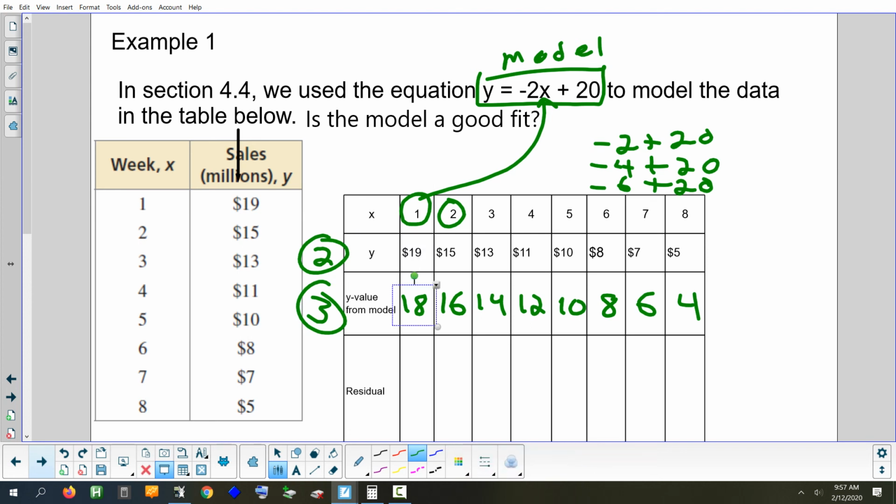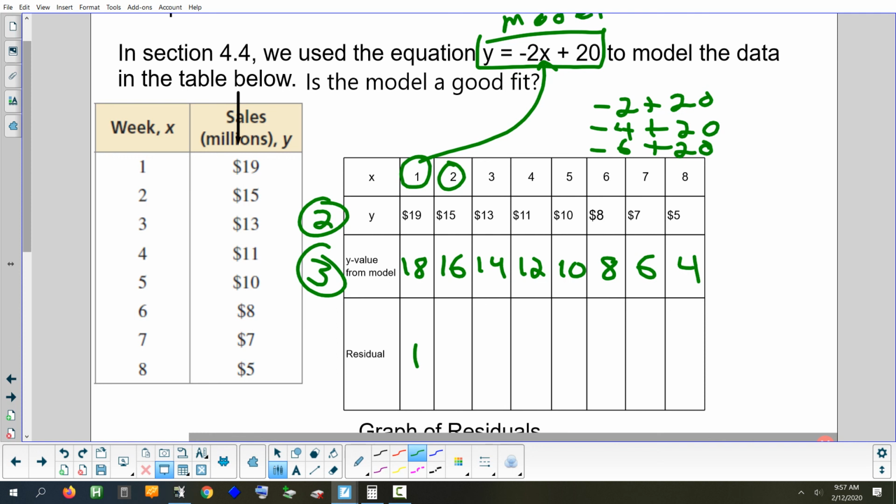What's 19 minus 18? 1. So that's a residual that was 1 unit away, and it was 1 unit too high. Okay, 1 unit off. What about 15 minus 16? Negative 1. That's a residual that was 1 unit too low. Okay? But still, it's not bad. 1 unit off is pretty good. 13 minus 14. Negative 1. That's a residual that was 1 unit off and it was a little too low. 11 minus 12.